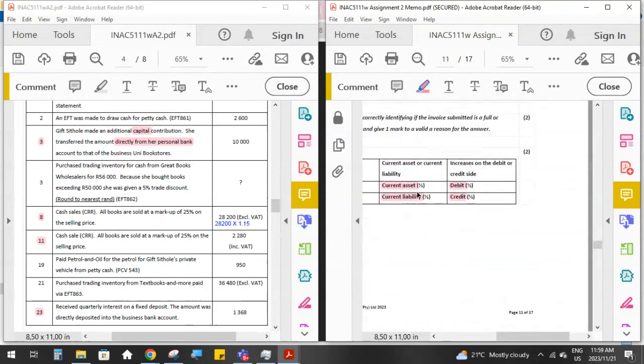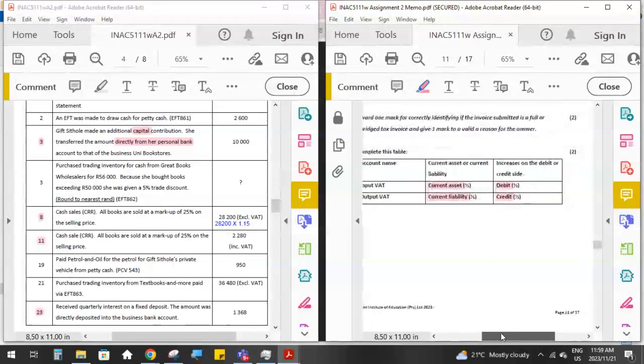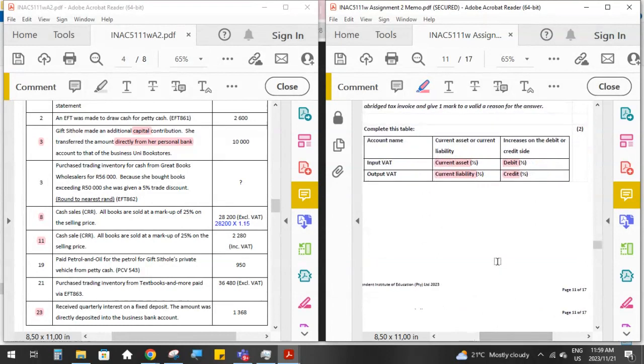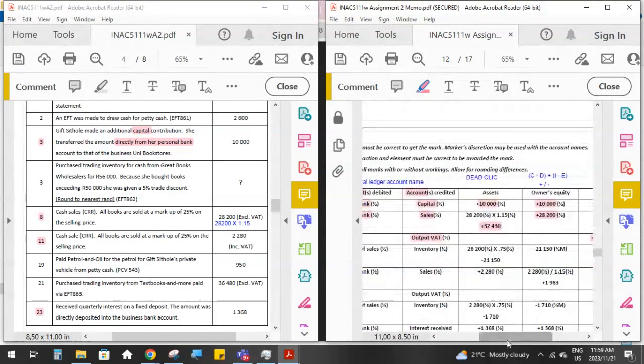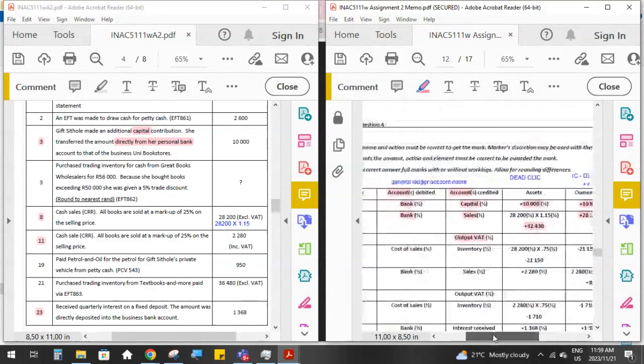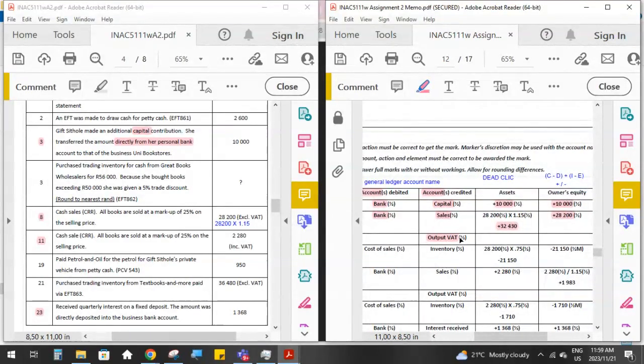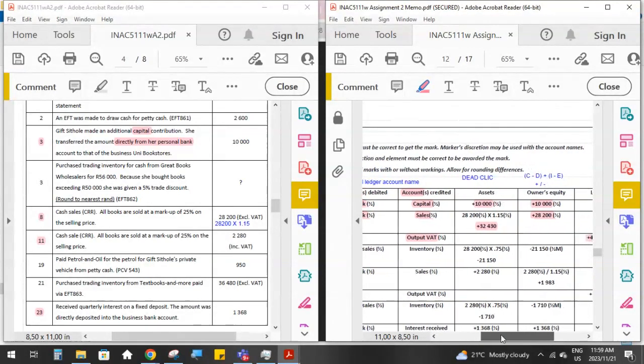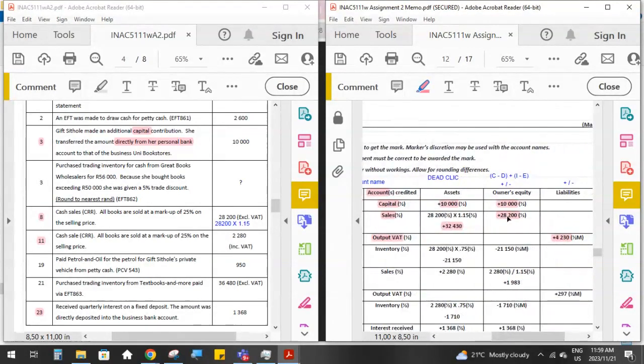And you all got this correct at the top here. Everybody got this right, that output VAT is a current liability that gets credited when we make a sale and output VAT increases. So whenever we've got a sales transaction and we are a VAT registered vendor, bank or debtors control will increase by the including VAT amount, sales will increase by the excluding VAT amount, and output VAT will increase by the VAT amount. So 28,200 plus 4,230 equals 32,430.